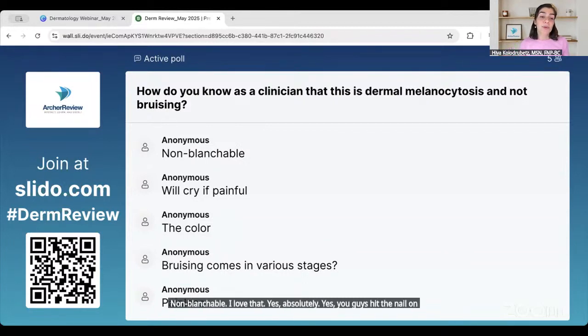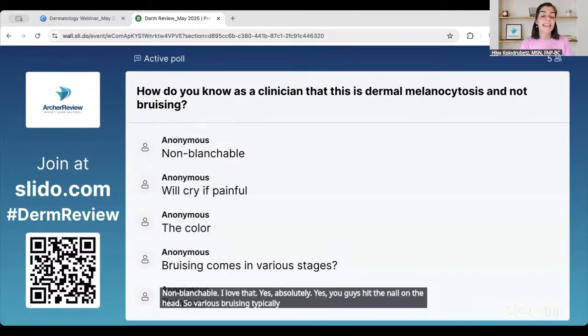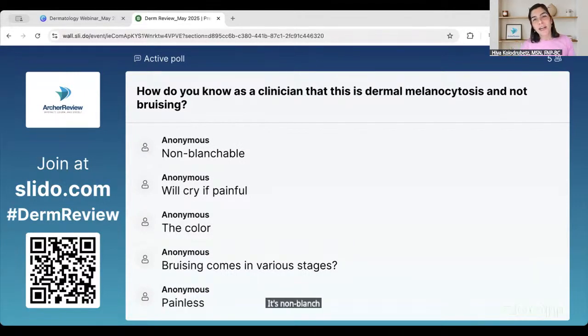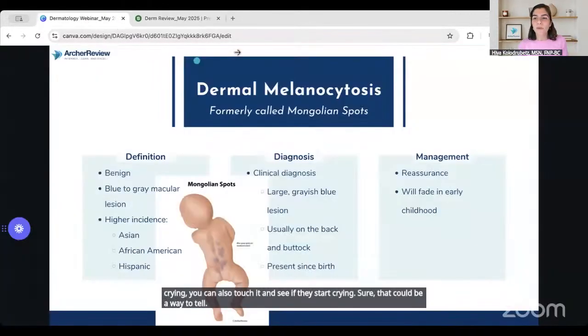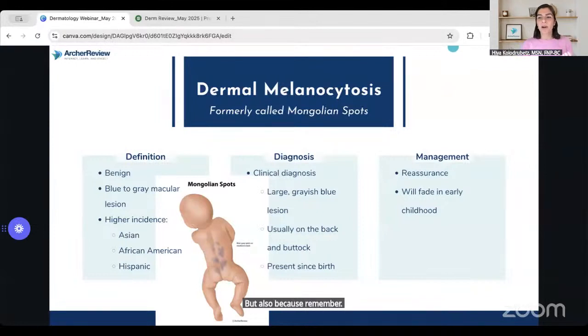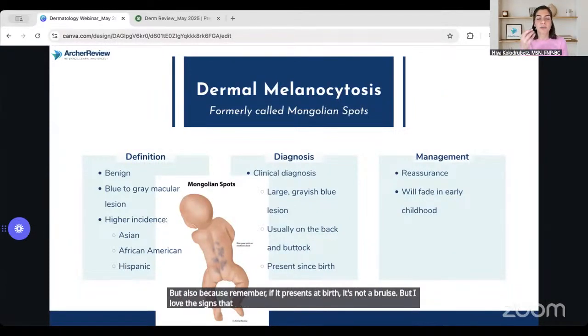So bruising typically comes in various stages. It's non-blanchable. If you have a very mellow baby who's not going to be crying, you can also touch it and see if they start crying. Sure, that could be a way to tell. But also remember, if it presents at birth, it's not a bruise. But I love those signs that you guys are looking for to distinguish between bruising and a benign birthmark like this. Very nice.